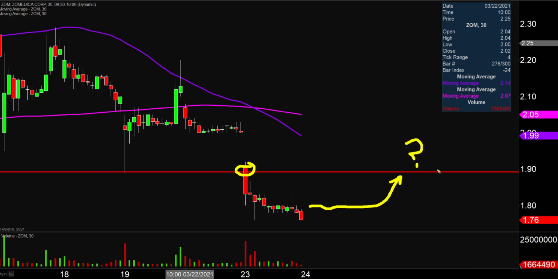Not necessarily, can the price get back up to $1.90, but more importantly, can the price actually break above it and stay up above it? So you'll want to keep a very close eye on that area from the resistance side of things if there is any sort of attempted bounce back in the upwards direction. So watch that very closely.